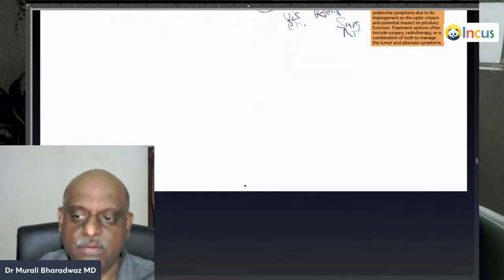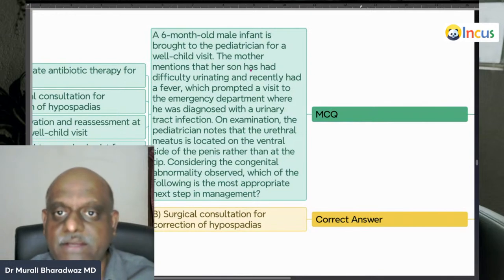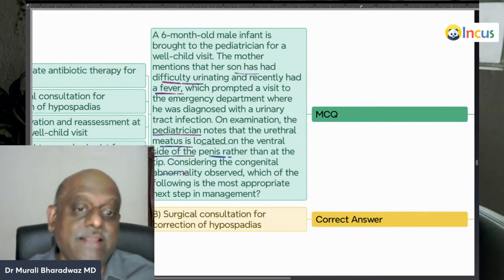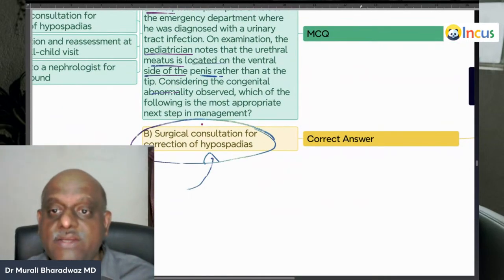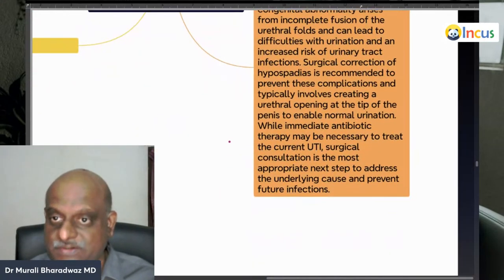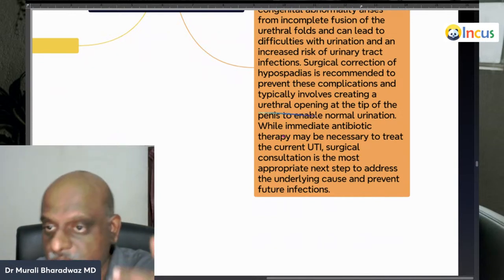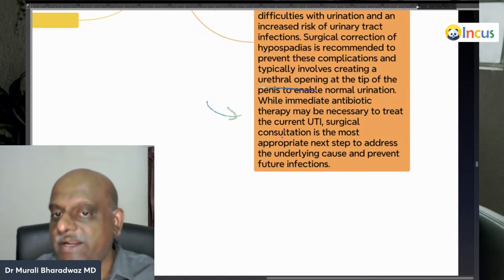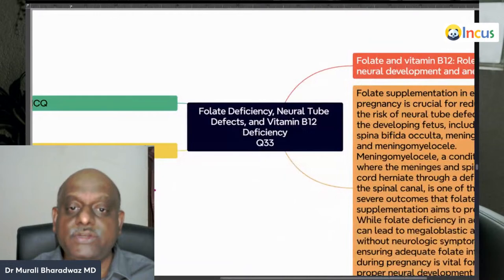Now, doctor, a 6-month-old infant, mother mentions that her son had difficulty urinating and recently had a fever. The pediatrician notes that the urethral meatus is located on the ventral side of the penis rather than at the tip. So what do you want to do? You need to take a surgical consultation for the hypospadias, because this involves the urethral opening. He will not be able to pass urine normally. Immediate antibiotic therapy is needed definitely for the current UTI, but surgical consultation and treatment is considered to be the most important intervention to be remembered.